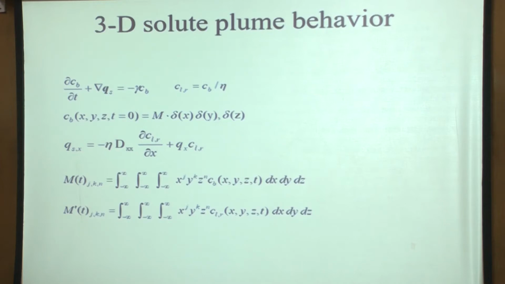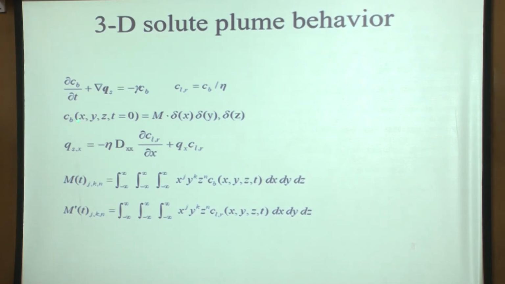So, three-dimensional solute transport behavior. This is all condensed notation for us. This is essentially how the bulk concentration changes in a control volume with respect to time. This is essentially the gradient of the fluxes in the x, y, and z direction in vectorial notation, and that is equal to minus gamma times C sub B. Gamma is the decay rate that is occurring for all the solute that exists in the bulk volume.